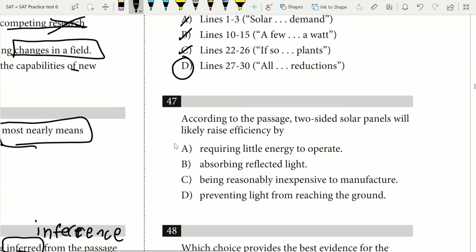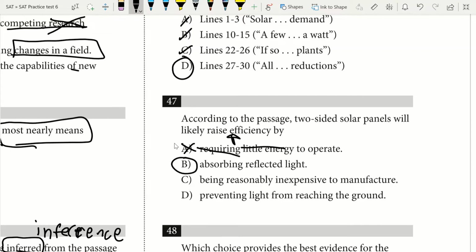According to the passage, two-sided solar panels will raise efficiency by doing what? Well, in the passage, we talk about them raising efficiency by absorbing that reflective light, right? We talk about how light will hit one, some of it will bounce off, so that doesn't get absorbed. But then when it hits the other one, it absorbs that reflective light, so we're capturing more of that sunlight energy. We never say they're going to require little energy to operate, and even if they did, we never say that's going to raise our efficiency.